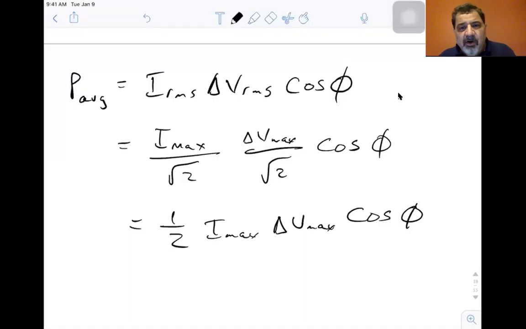So we have P average is equal to IRMS, VRMS, cosine phi. That's what they gave us. Well, what is IRMS? IRMS is I max over the square root of 2, and delta VRMS is equal to delta V max over the square root of 2, cosine phi. Now, if you have the square root of 2 and the square root of 2 in the denominator, those both multiply to 1/2. So the average power is indeed equal to 1/2 I max delta V max cosine phi, just like they say the P average is equal to IRMS delta VRMS cosine phi.